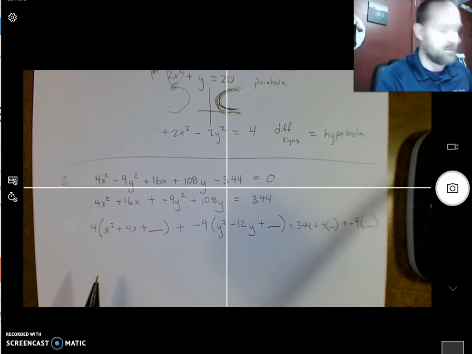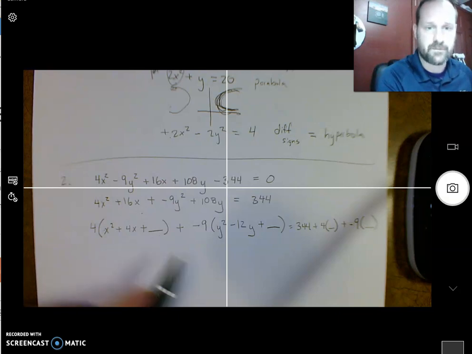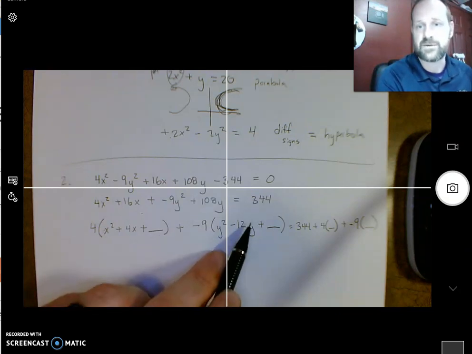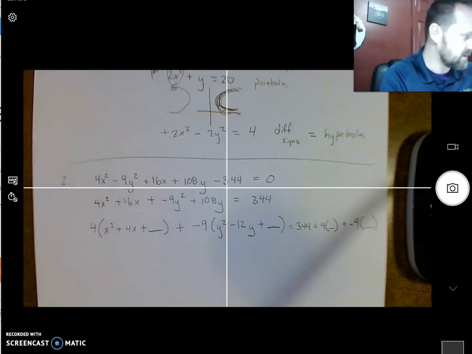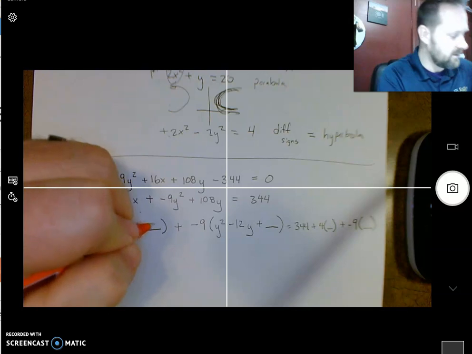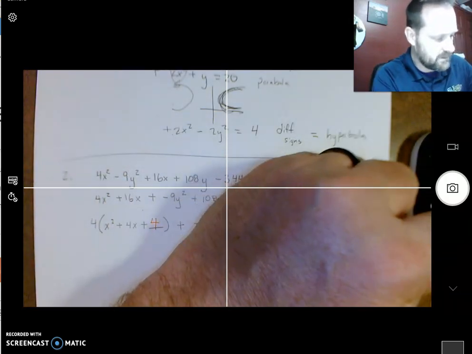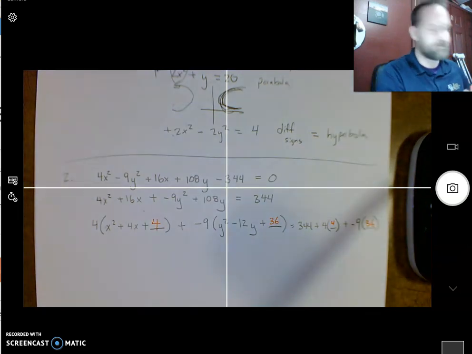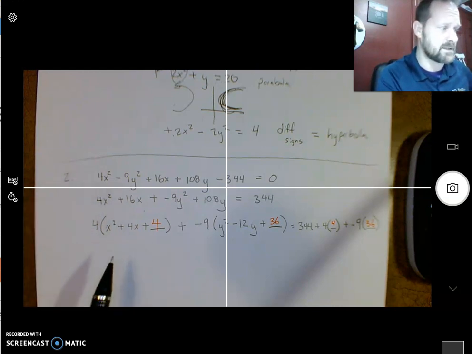Okay. So this is pretty obvious. 4 divided by 2 squared is 4, and -12 divided by 2 squared is 36. Excuse me. And so then these two numbers are going to be 4, 36, 4, and 36. All right. I'm going to go ahead and pause and get this all the way down.